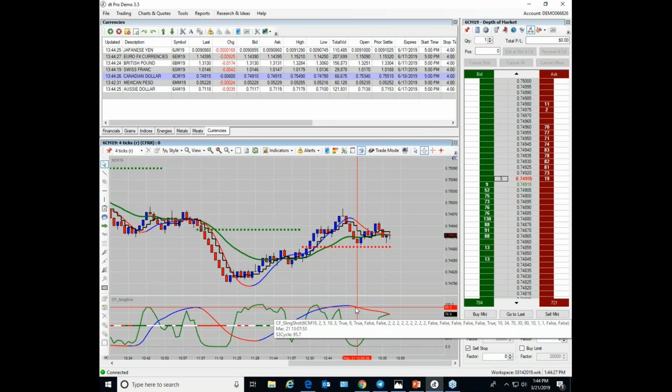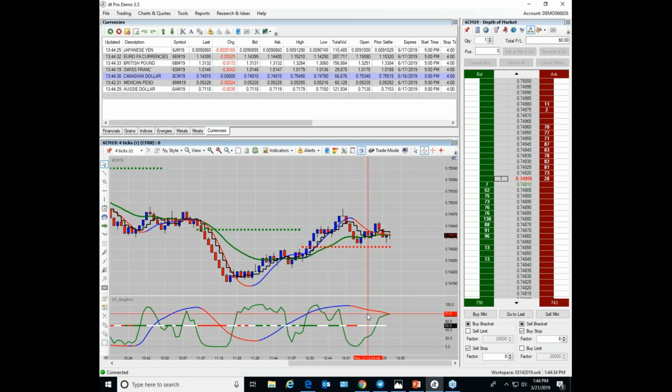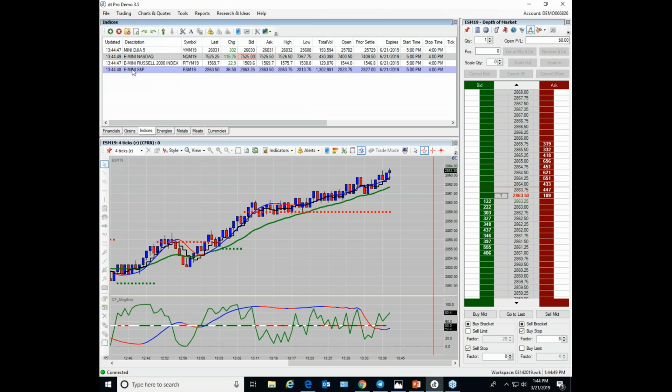We talked about the cycle being the wrong color. This is disqualifier number two. If it's the wrong color and it's got a 45-degree angle against you, as it does here at the point of entry, that's the second disqualifier. We saw that also on the ES right here. Even though it's going up, that is telling you there's something wrong. That's the second one.